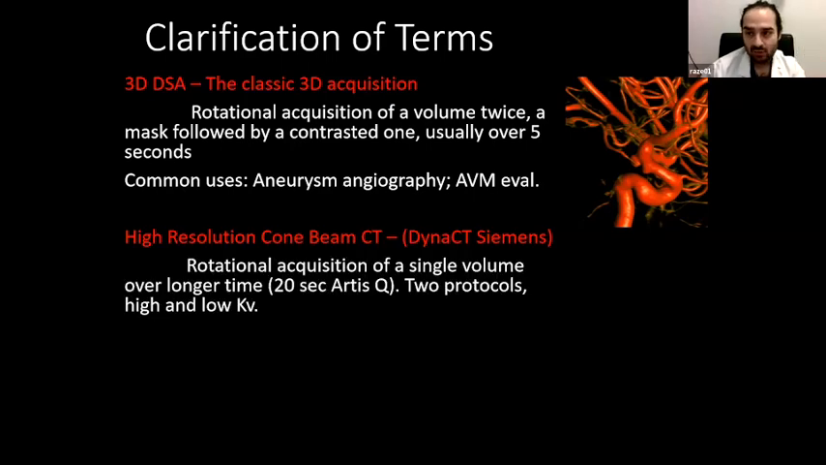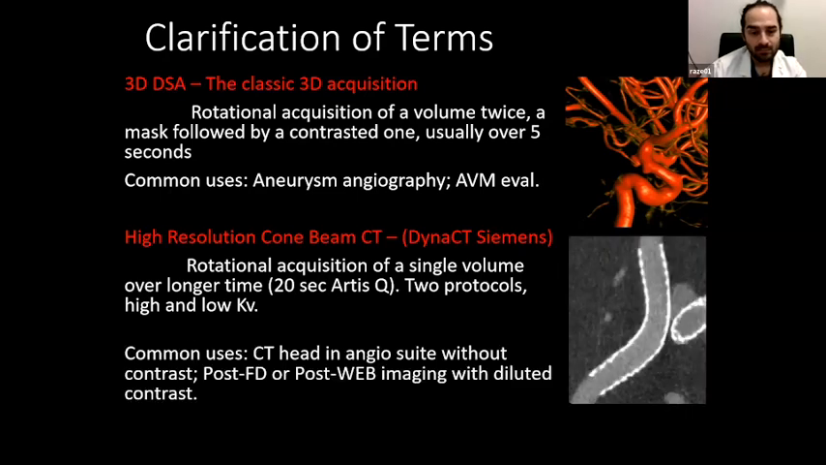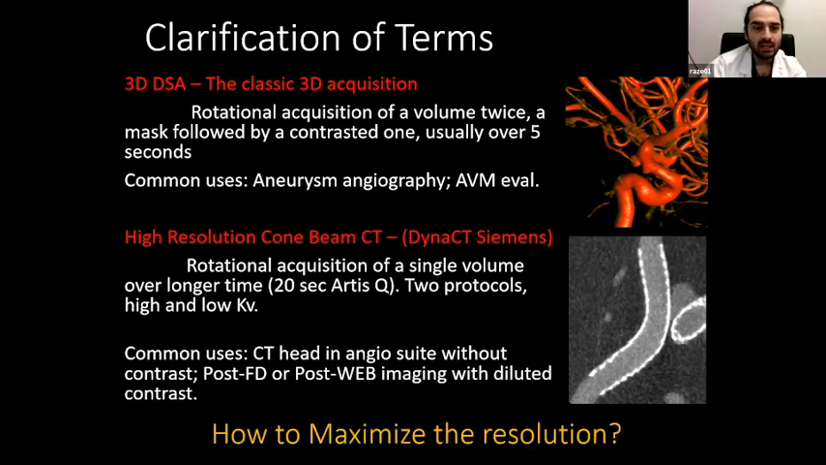Now, this is a rotation, a single volume, usually without the mask, over a longer period of time. This kind of imaging is routinely used to look at post-stenting, post-flow diversion, post-WEB, usually with diluted contrast, to understand if the stent is well apposed and so forth. This particular protocol has much higher resolution than the other one. The reasons are a few, but essentially the machine rotates slower, so there's more radiation and obviously more information obtained.